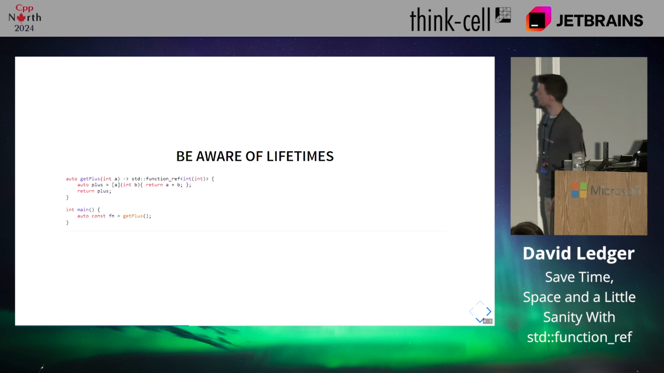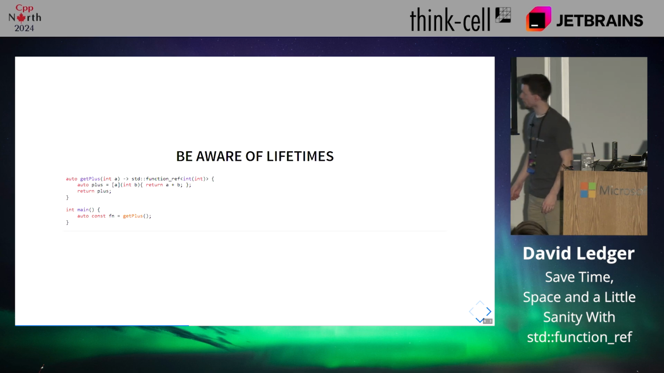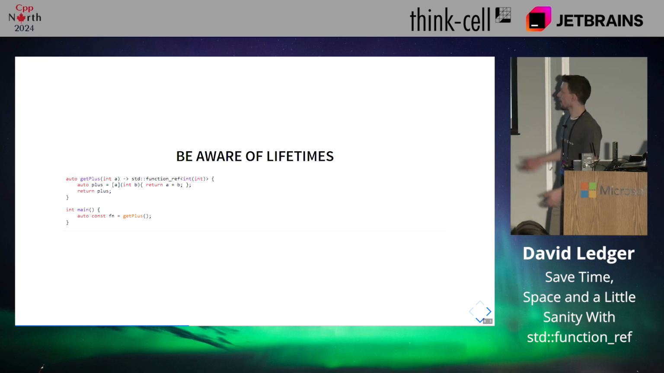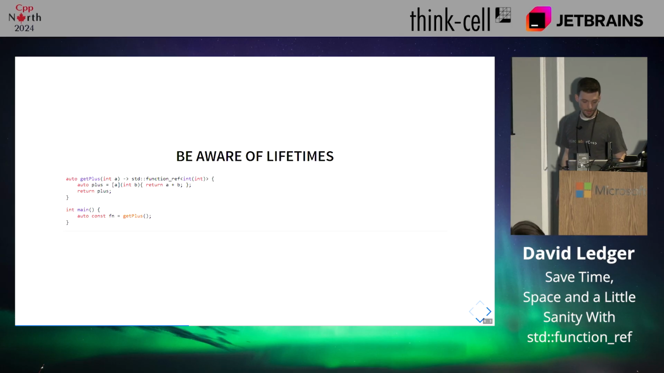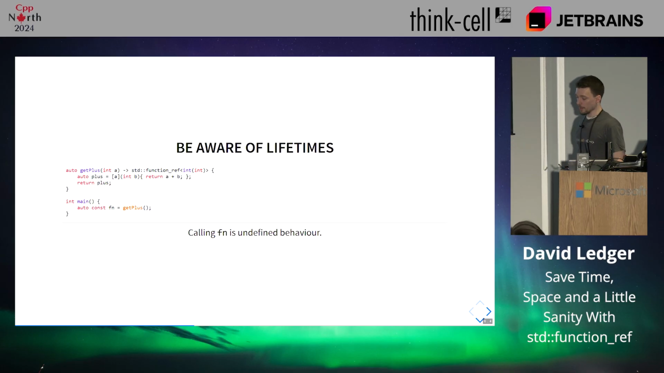So right here, if we have this function get plus, we are creating a dangling reference almost immediately. The returned function ref fn is a dangling reference. It's pointing to something that is out of scope. So calling fn would be undefined behavior.